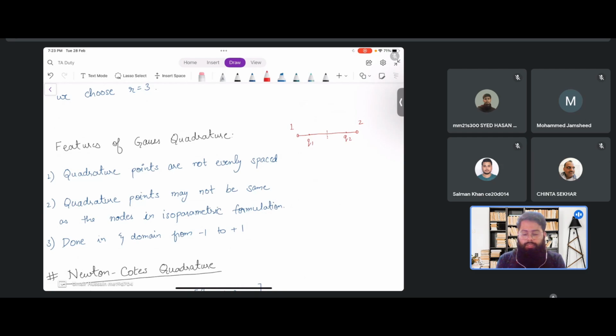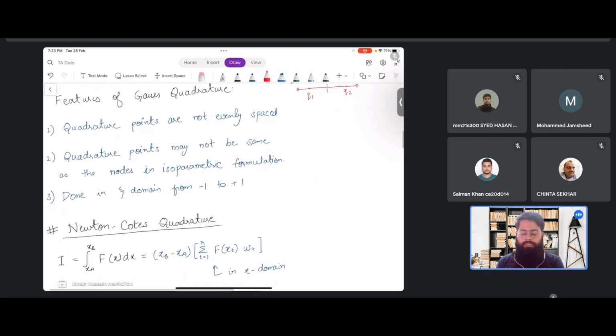So right, they won't be same, and of course the Gauss quadrature rule is applied only in the integration limit of -1 to +1. So this was all about the Gauss quadrature rule. Now we move on to the next type of numerical integration scheme that we introduced earlier. That is the Newton-Cotes quadrature.